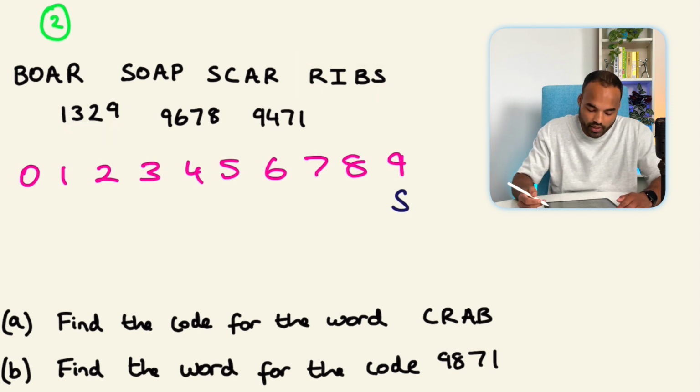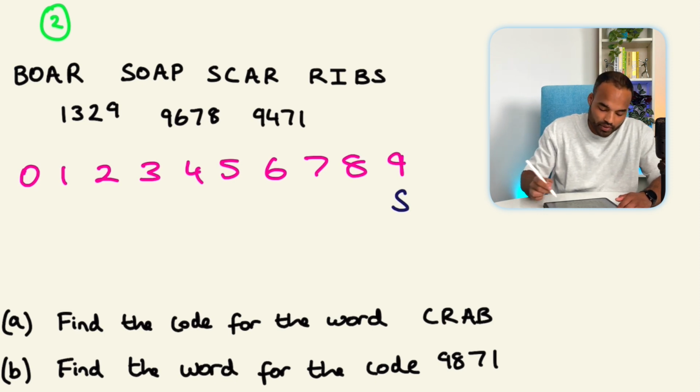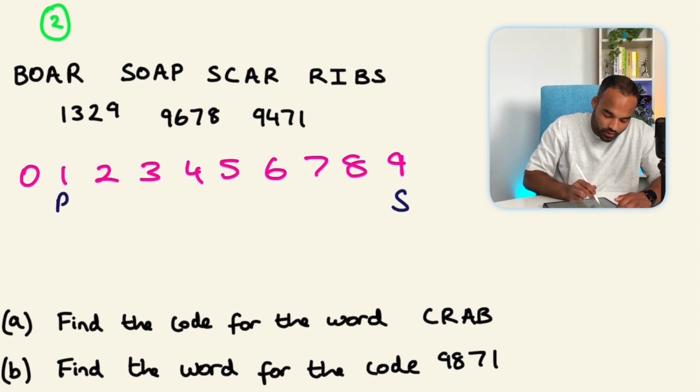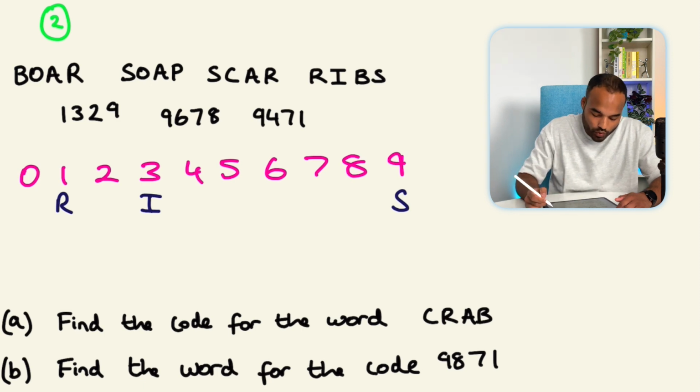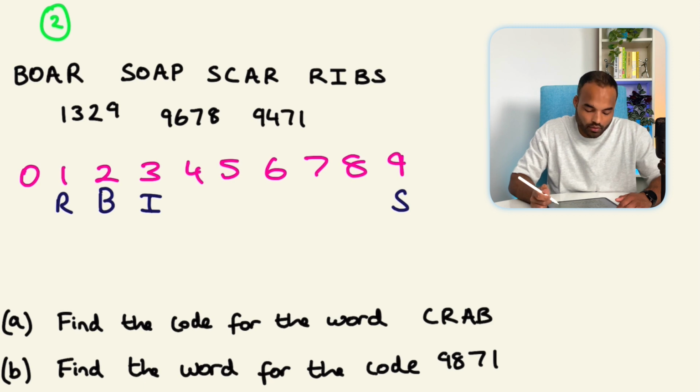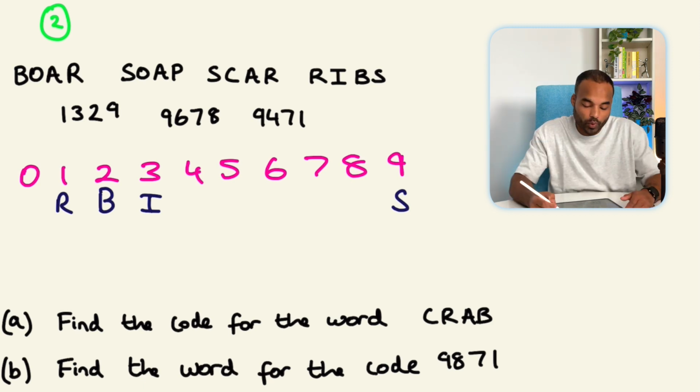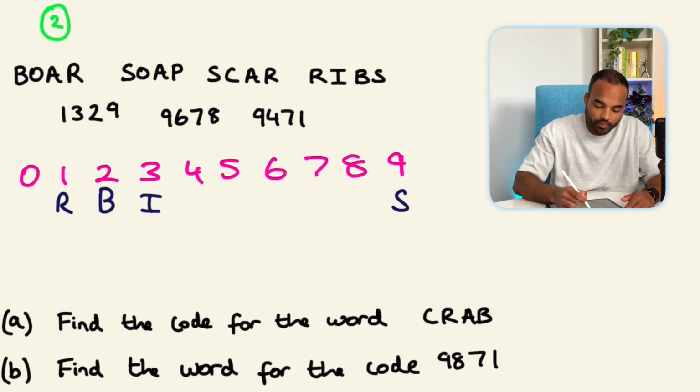So I'm going to come down over here and write down the numbers that are represented for ribs. So 1 is going to be R, 3 will be I, 2 will be B, and we already know that 9 is S. Now that we know that the code for ribs is 1329, we can start filling in all of the letters that we know the numbers for on top of the words. So ribs, 1, 3, 2, 9.